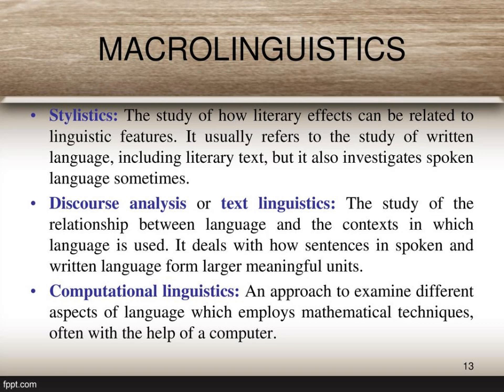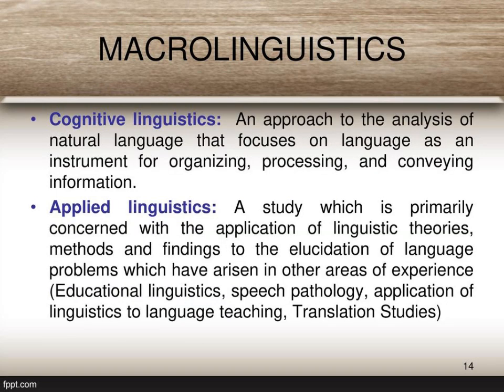Sixth one is computational linguistics. It is an approach to examine different aspects of language which employs mathematical techniques, often with the help of a computer. Seventh branch is cognitive linguistics. It is also an approach to the analysis of natural language that focuses on language as an instrument for organizing, processing, and conveying information. Another branch is applied linguistics, the study which is primarily concerned with the application of linguistic theories, methods, and findings to the elucidation of language problems which have arisen in other areas of experience.